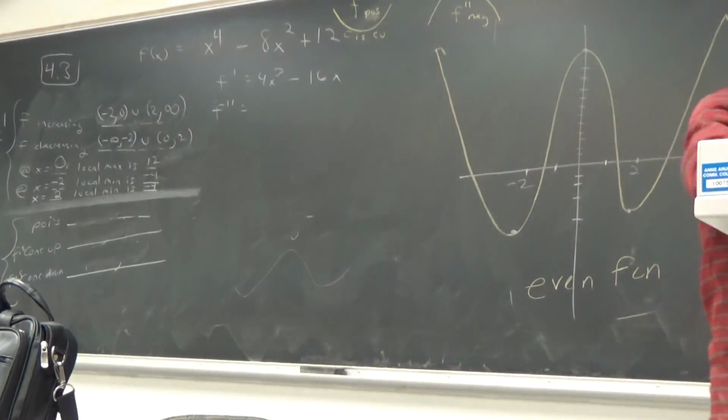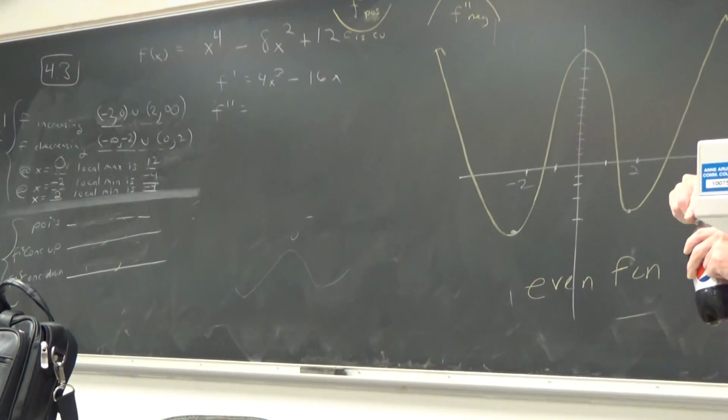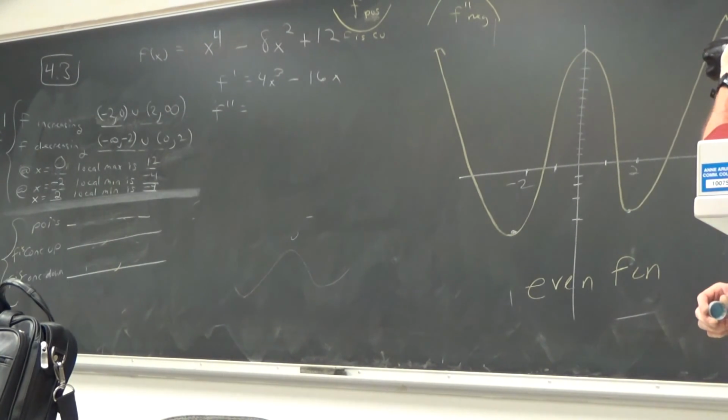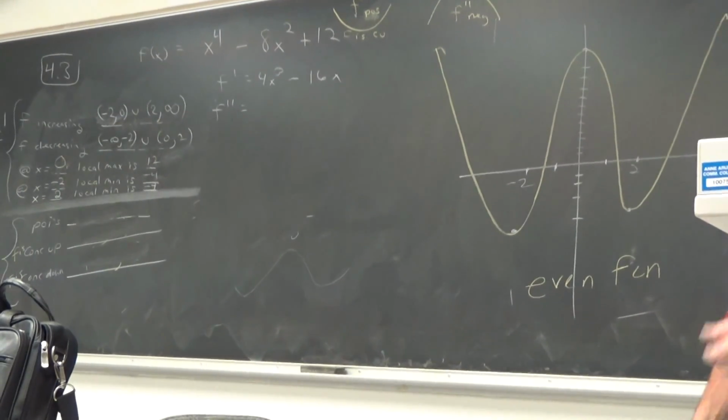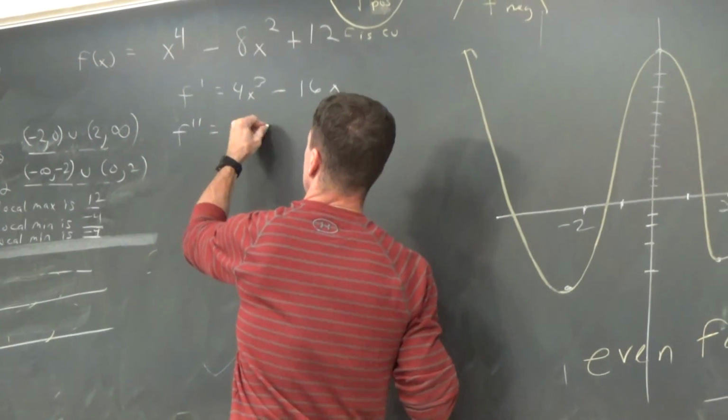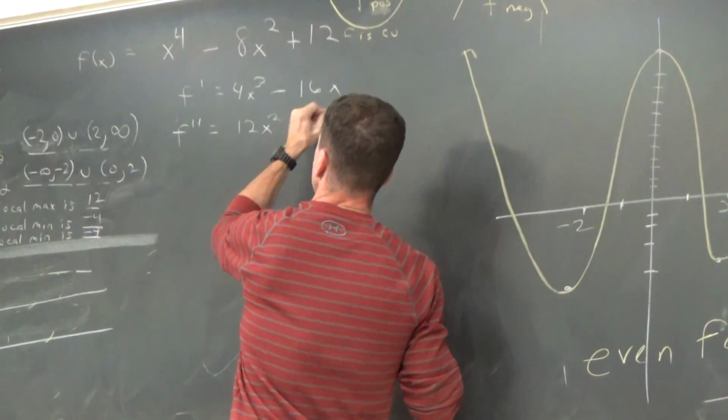Give it a shot, everyone. Square. Awesome. 12x squared, and is there anything else? Minus 16. I think we're going to get a fraction out of that. Alright, let's just see. This is going to be interesting, and I want to know how you want to solve this.